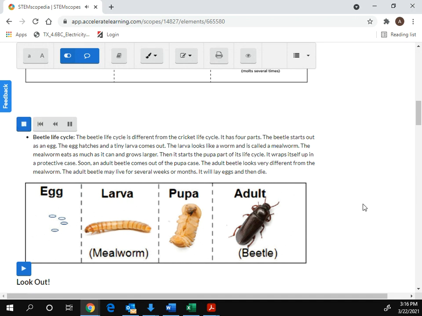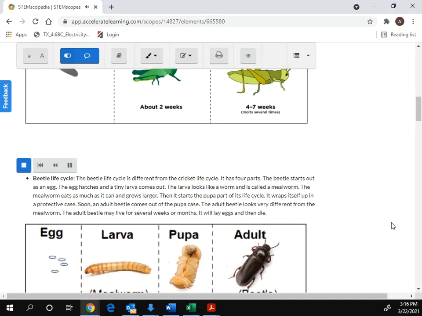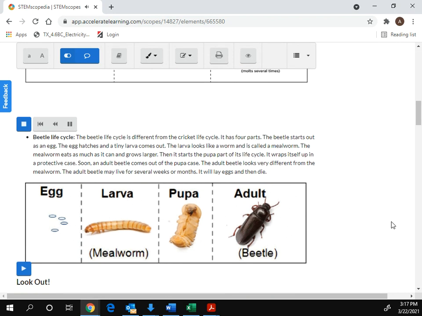Beetle life cycle. The beetle life cycle is different from the cricket life cycle. It has 4 parts. The beetle starts out as an egg. The egg hatches and a tiny larva comes out. The larva looks like a worm and is called a mealworm. The mealworm eats as much as it can and grows larger. Then it starts the pupa part of its life cycle. It wraps itself up in a protective case. Soon, an adult beetle comes out of the pupal case. The adult beetle looks very different from the mealworm. The adult beetle may live for several weeks or months. It will lay eggs and then die.